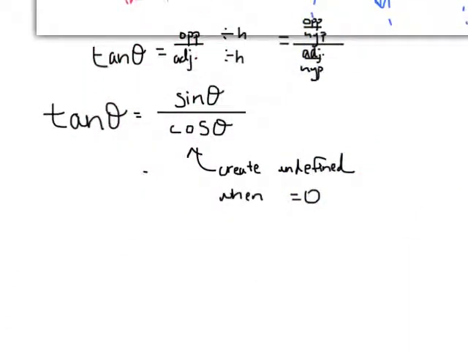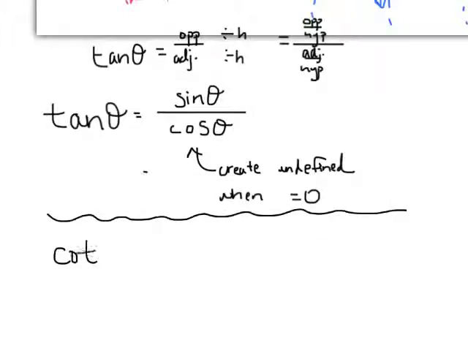Okay, and so for that same thing, we can say that cotangent of theta is this guy's reciprocal, so that'll be cosine over sine theta. All right, so let's go on.